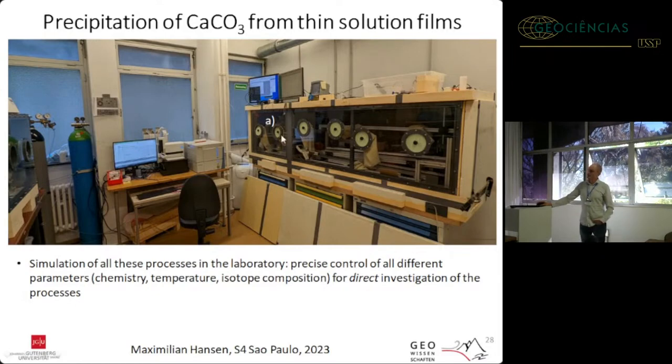And there's a second box attached to it, which is the cast above the cave with a very, very high PCO2. And there we produce the experimental solution. So we dissolve calcium carbonate in water, which is then in equilibrium with a high PCO2 environment. And once the solution is established, we pump it into the cave environment and precipitate all kinds of different carbonates from thin films of solution.